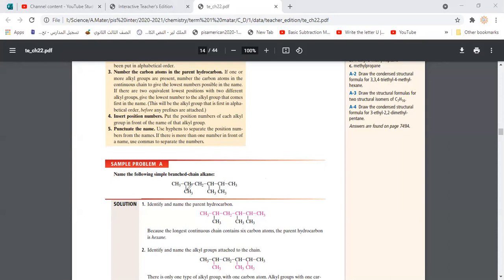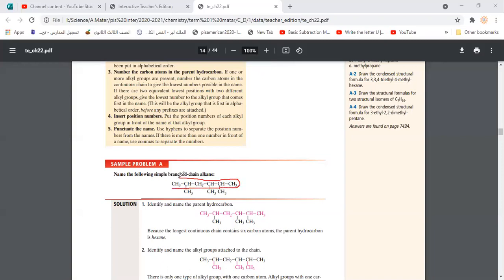Yes, we need to find the longest chain. So where is the longest chain? This one. Yes. So that's 1, 2, 3, 4, 5, 6. So we have 6 carbons here. Also, if we count like this, 1, 2, 3, 4, 5, 6, it's the same. Well, here 1, 2, 3, 4, 5, 6 is the same. So that means the longest chain I could have is 6. Yes or no? So that will be the longest chain here.